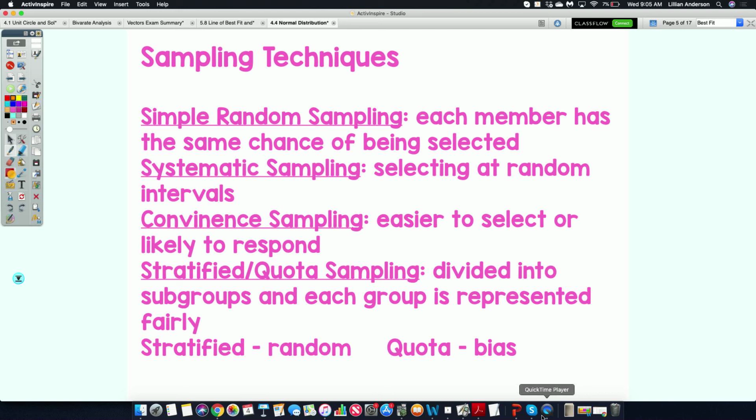Convenience sampling. Convenience sampling is easier to select or likely to respond. Okay? Easier to select or likely to respond, hence the word convenience.